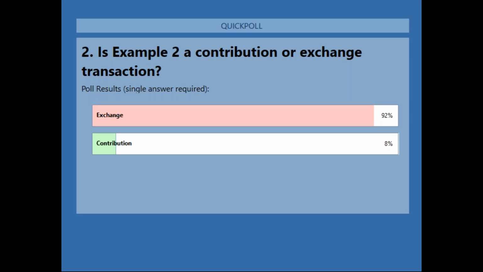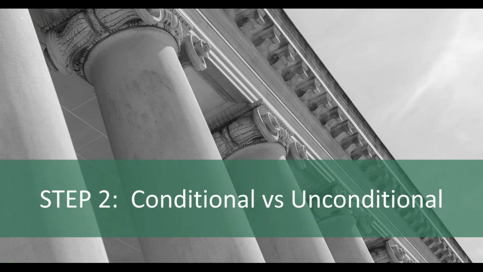All right. So step one, we said, was to determine if you have an exchange or a non-exchange transaction. The second step is: is this a conditional or an unconditional contribution? Remember, in step one, if it's an exchange, you go to Topic 606, and you don't deal with ASU 2018-08. If it's a contribution, then you follow 2018-08. Now we've decided that we have a contribution, so the next step is: is that contribution conditional or unconditional?